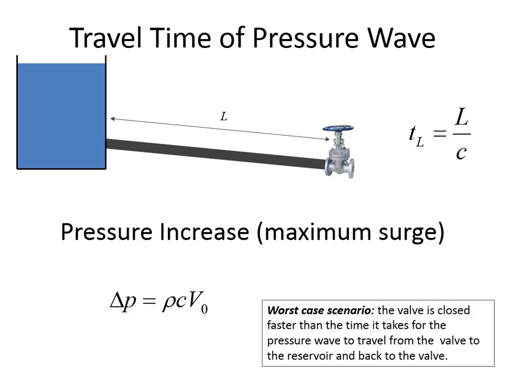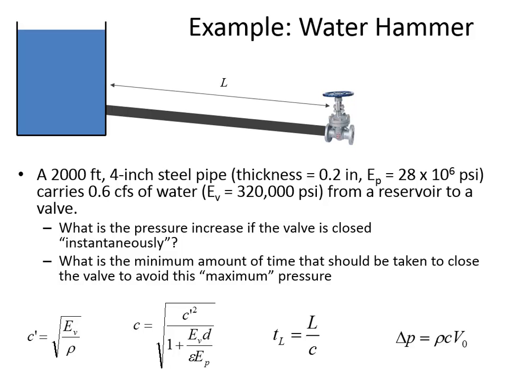So here's how you calculate the pressure increase that happens during a surge. You multiply the density of the fluid by the velocity and the celerity, the speed of the water as it's moving, and that will tell you the maximum increase in pressure. So let's put that into practice, and we'll take a look at the pressure increase that happens from a water hammer.